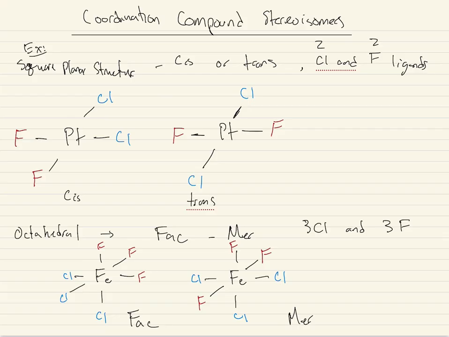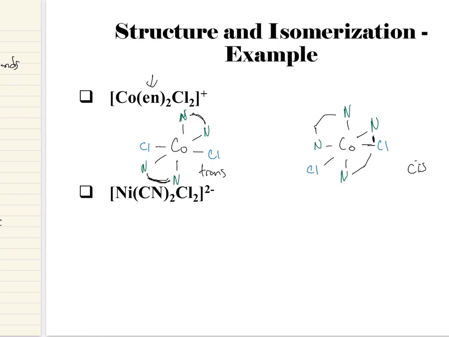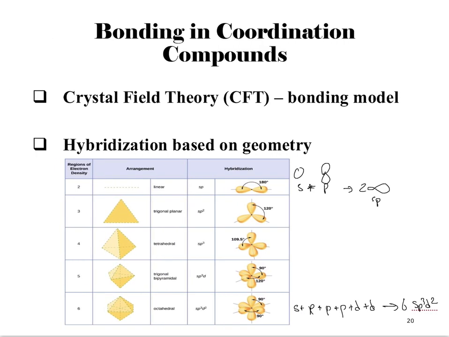The main idea is to be familiar with structural versus stereoisomers, and the two important ones for inorganic chemistry are the geometric and the coordination isomers. Okay, and then we started talking about crystal field theory, where we were discussing hybridization.